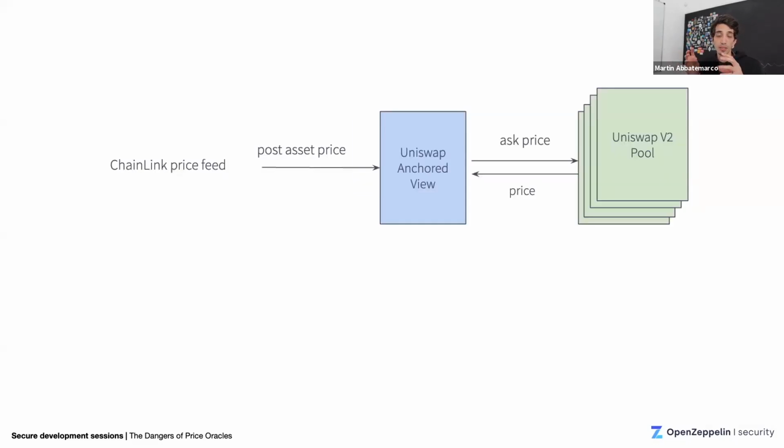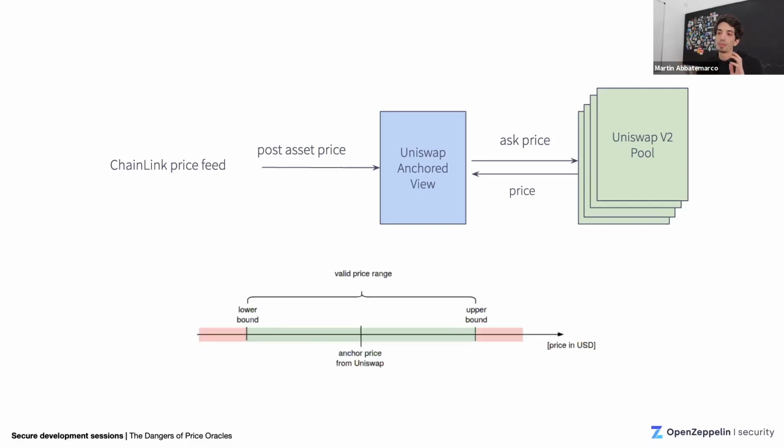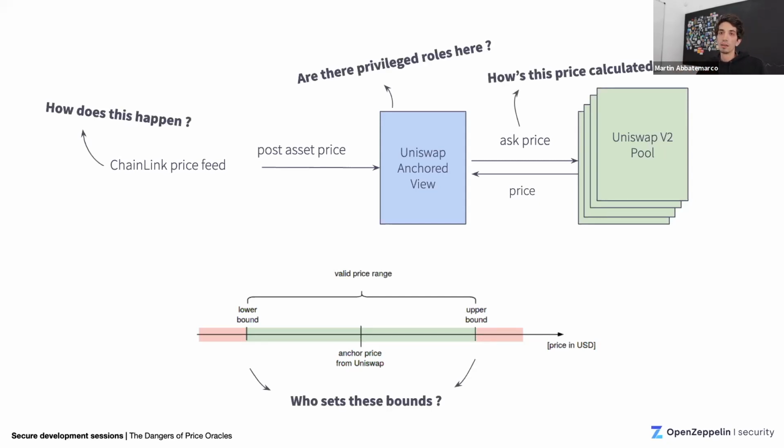Basically, what's going on in the current version is that some Chainlink contracts are able to post asset prices to this Uniswap Anchor View. Depending on the price of that asset in Uniswap, this view will anchor the price and set upper and lower bounds. So the price posted from Chainlink can deviate to a certain extent from the anchor set by Uniswap. There is some room for flexibility, which is nice.